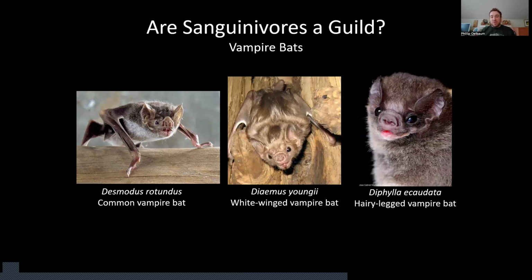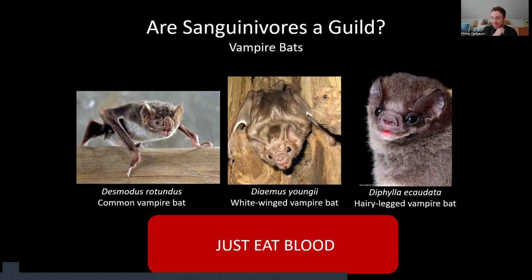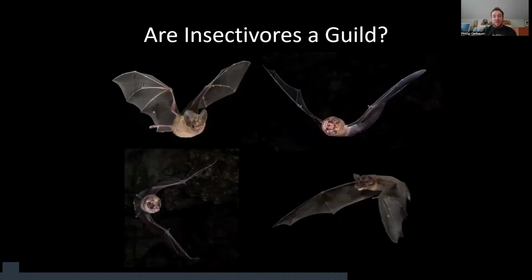So I want to go through this one guild at a time, and just sort of contravene your expectations of what is the dietary niche of a bat. The first one is, are our sanguinivores a guild, our three species of vampire bats a guild? This is the one where I'll go back on myself and say that yes, indeed, they are probably just a guild on their own. These are highly specialized animals that just eat blood. But let's get deeper into it. So, our insectivores, a guild?